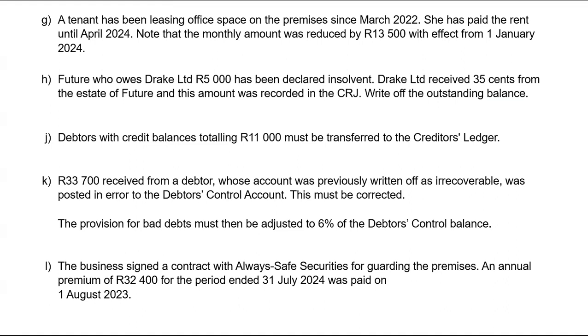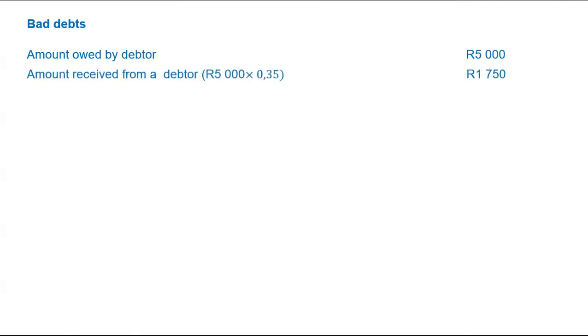As part of my workings, all I know is this. Future owes us 5,000. Future paid us 35 cents, which is 1,750. Meaning that Future did not pay us 65 cents. For every R1 that Future owes, we only received 35 cents.